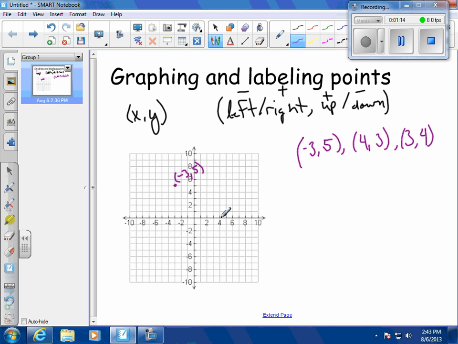(4, 3) means we're going to go right 4, since right's positive. 3 is also positive, so we're going to go up 3. And that point would be (4, 3). (3, 4) will be pretty close to there. We're going to go right 3 and then up 4.